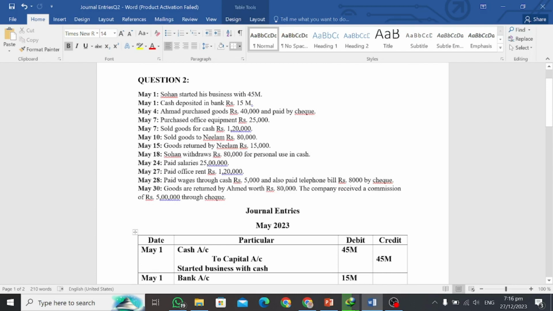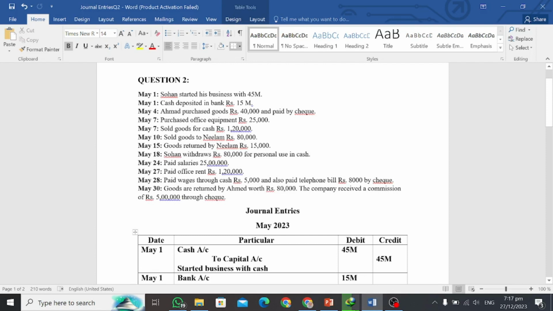Goods returned by Neelam rupees 15,000. Now this transaction is related with the previous transaction. We have made account receivable with Neelam as she was the customer. Now she has returned some goods. It means the account receivable is decreasing. Now she has to pay 65,000 back, so value of account receivable is decreasing, so it will be credited.